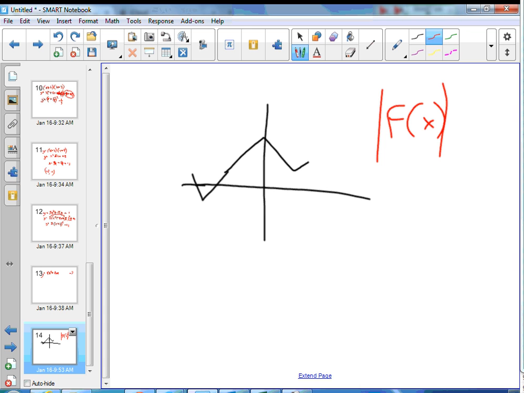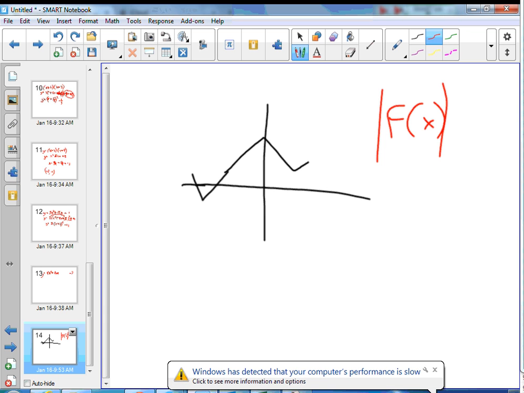Yep. You moved the whole thing up. Don't want that. Just the stuff that's below the line, and that gets reflected up. You just kind of moved it up. You have to reflect it up. So this part disappears. You got that right. But then it goes up there. It gets reflected over. Okay.